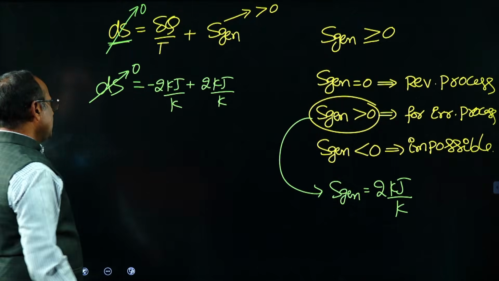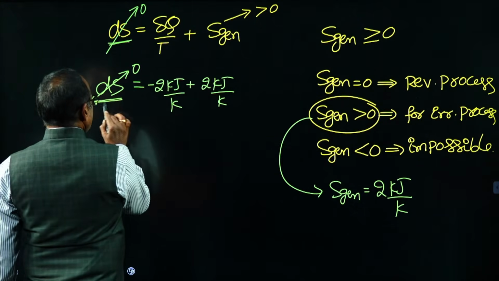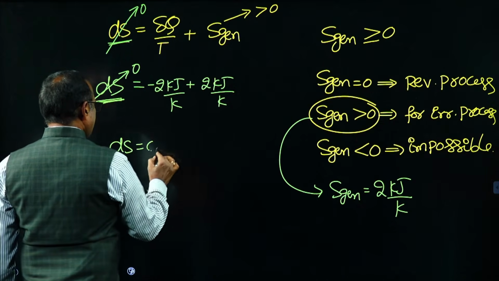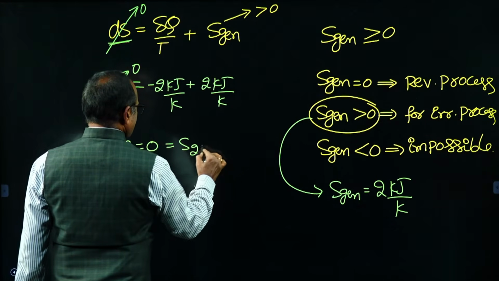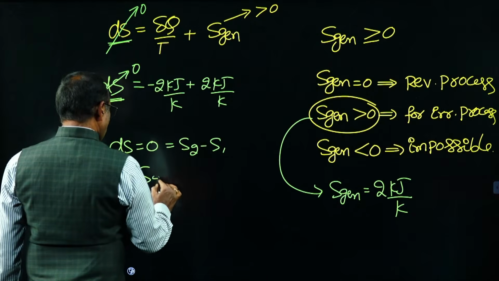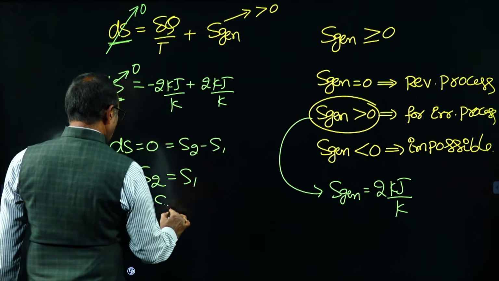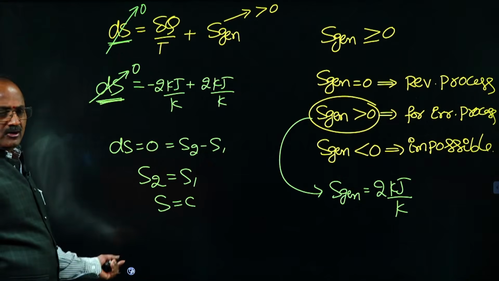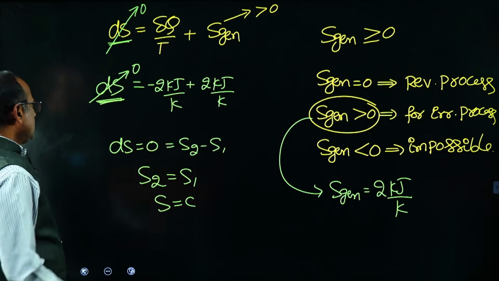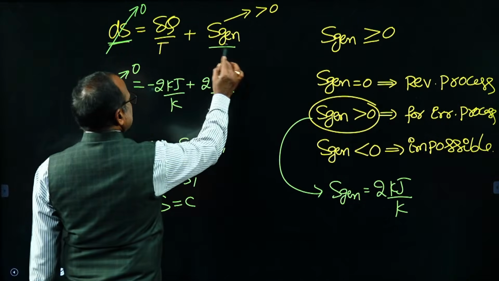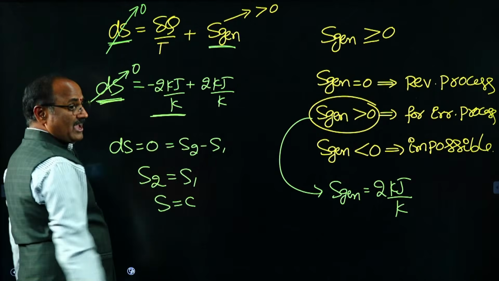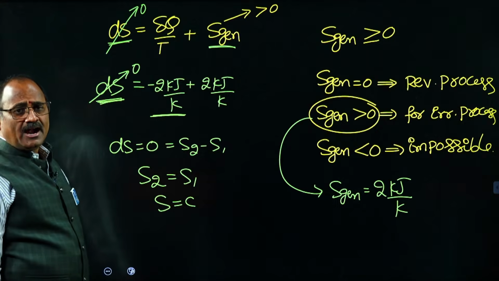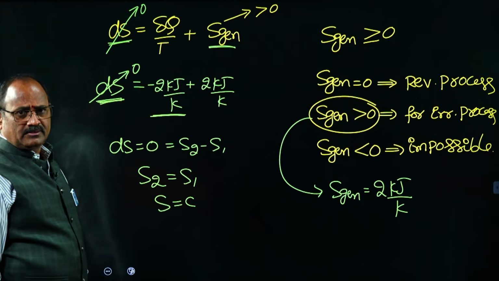So the moral is, for an isentropic process, ds equal to 0 means it is equal to S2 minus S1, so S2 equal to S1. That means entropy remains constant. Entropy constant means isentropic process. So, if the isentropic process is irreversible, that must be non-adiabatic. Non-adiabatic means heat transfer must exist. Adiabatic means heat transfer is 0.